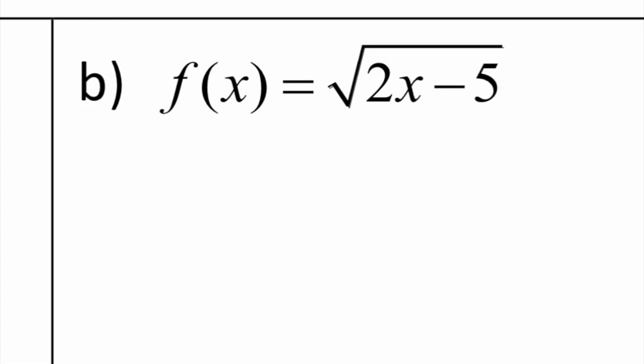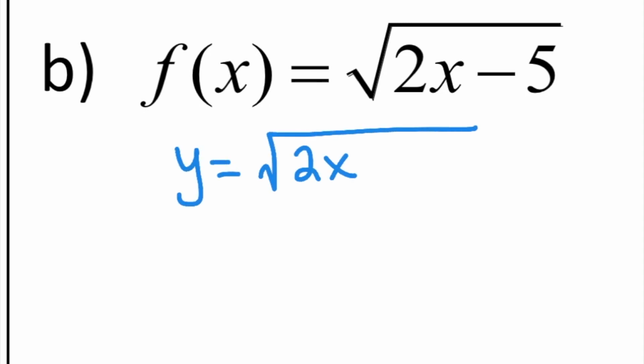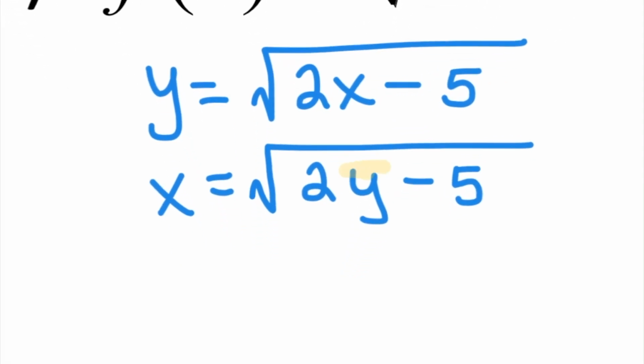Letter B is one-to-one. And so here, I'm going to change f of x to y. So y equals radical 2x minus 5. And then I'm going to exchange the x and the y. So instead of y, I write x. Instead of x, I write y. And then I'm going to solve this equation. I want to get the y by itself.